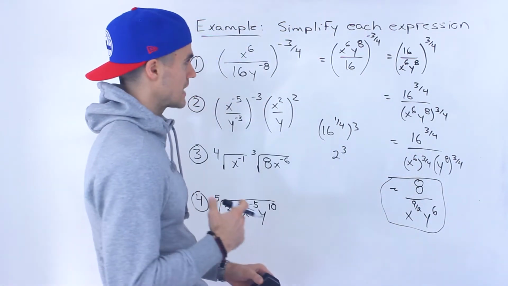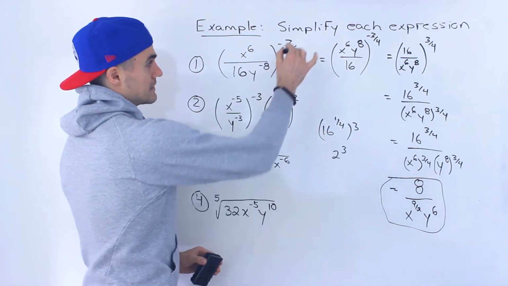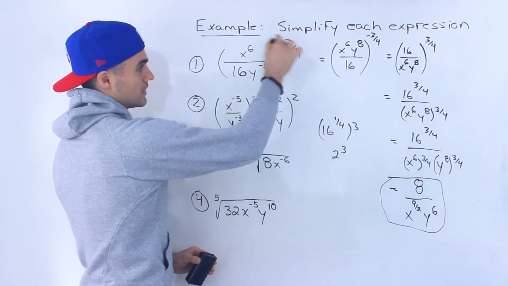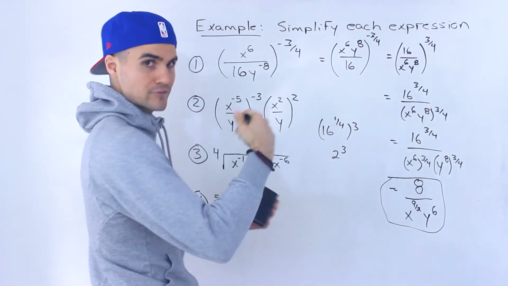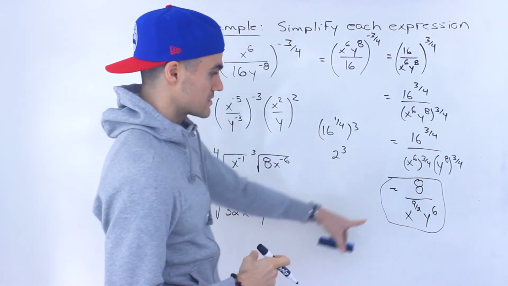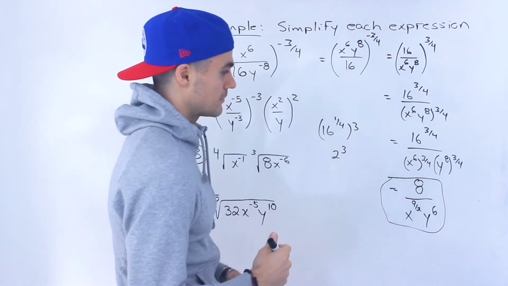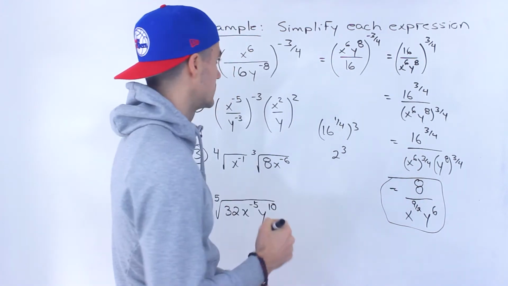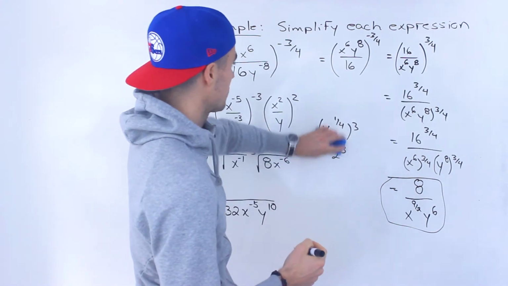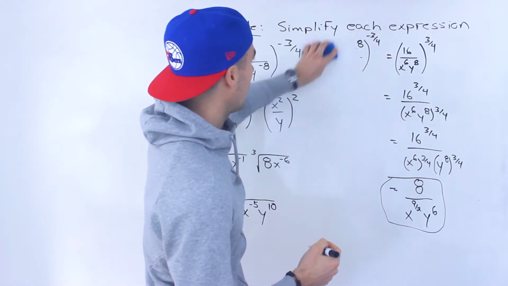So again, different steps that you could take. Even at this point, you may have just distributed, right, the negative 3 over 4 to this, this, and this. But after you simplify, after you have pure positive exponents, you should end up getting 8 over x to the 9 over 2 times y to the 6. So that's the answer for number 1.